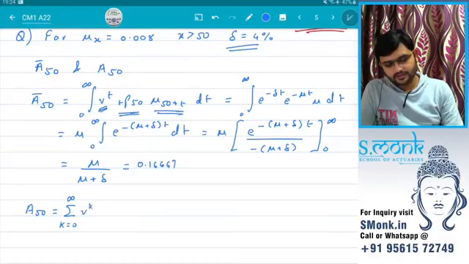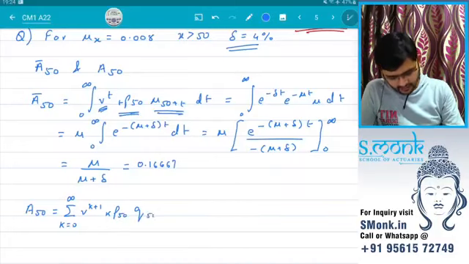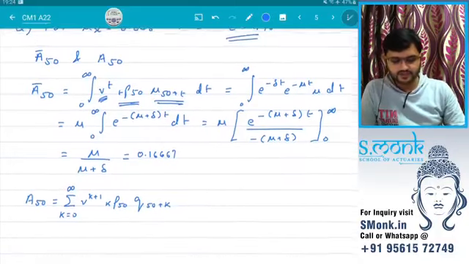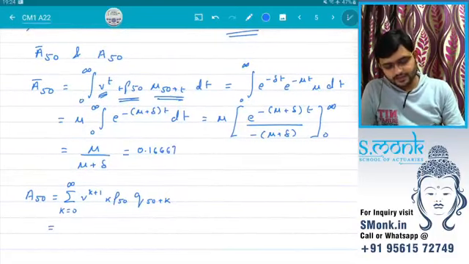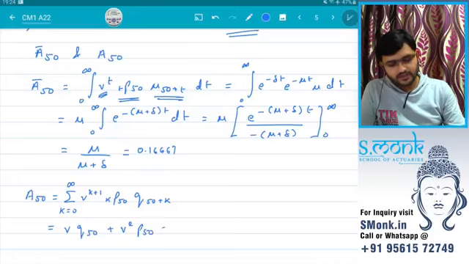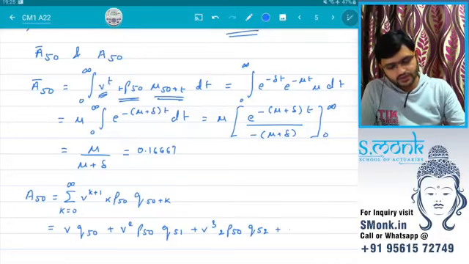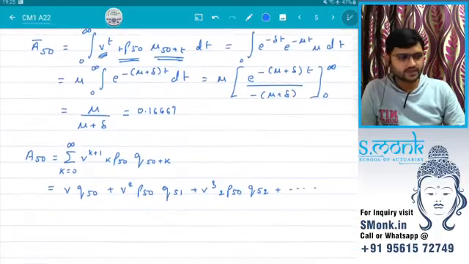We will have v raised to k plus 1, kpx, q x plus k, or here I can write 50 and 50 plus k. First, when I put k equals 0, I get v q50, plus v squared p50 q51, then plus v cubed 2p50 q52, and this goes on forever.